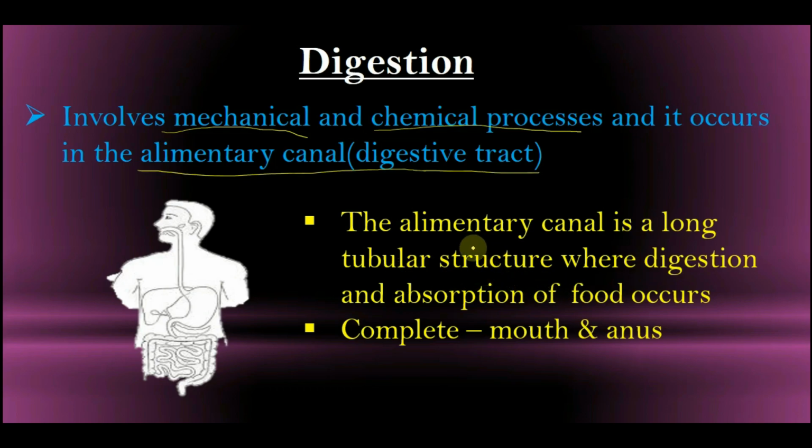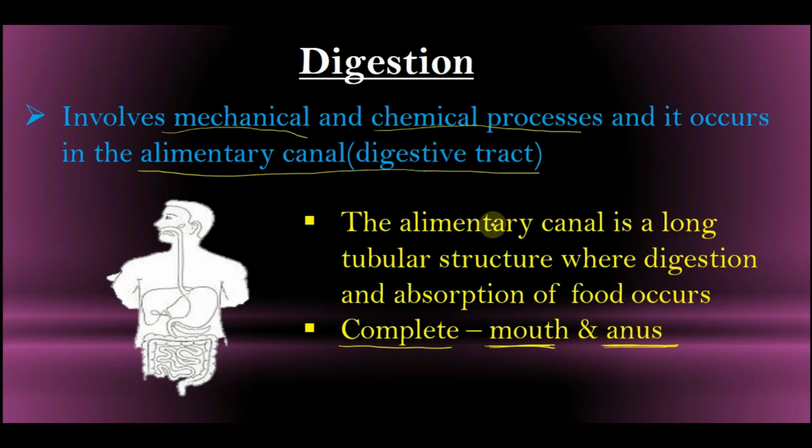And in man, the alimentary canal is said to be complete. This is very important. It is complete because it starts with the mouth and ends in the anus. The tubular structure where the digestion and absorption of food occurs starts with the mouth and ends in the anus, and that is why it is called a complete alimentary canal. So the alimentary canal of man is complete because it starts with the mouth and ends with the anus.